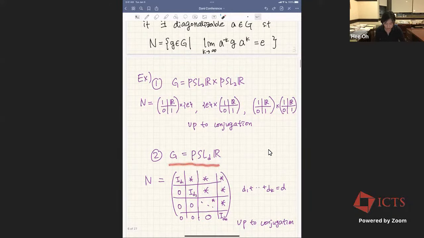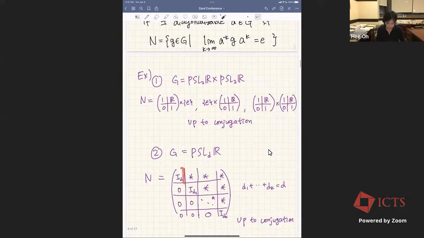Now in the example where G is PSL_d(R), again, up to conjugation, any horospherical subgroup is defined by block diagonals. So we have block diagonal matrices, d1 by d1 identity and d2 by d2 identity and so on. And then we consider the subgroup which has non-zero entries only above these block diagonals, except, of course, for the ones on the diagonal. And this is a horospherical subgroup. And up to conjugation, every horospherical subgroup of PSL_d(R) is of this form.